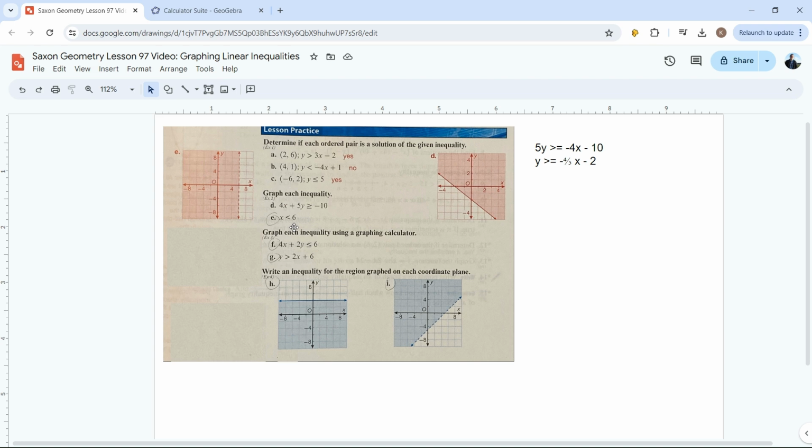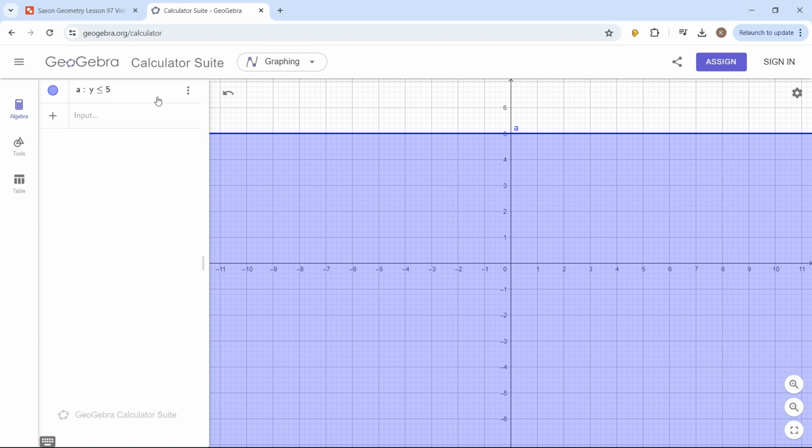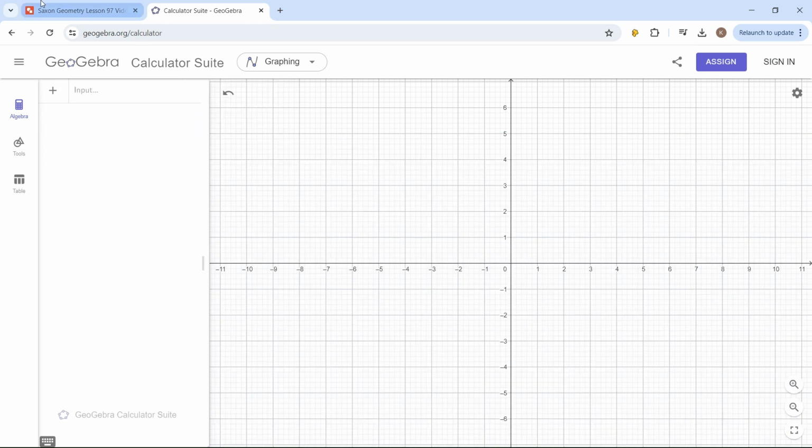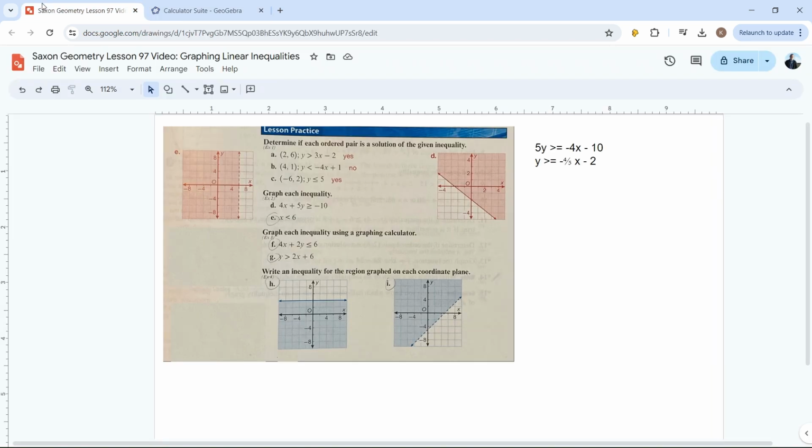Graph each inequality using a graphing calculator. Good thing I got good old Algebra here, so I don't have to worry about an expensive graphing calculator. I'm just going to go ahead and delete this function we had in there. And now we're going to graph 4x plus 2y is less than or equal to 6. No need to even put this in slope-intercept form. We can graph this as is.